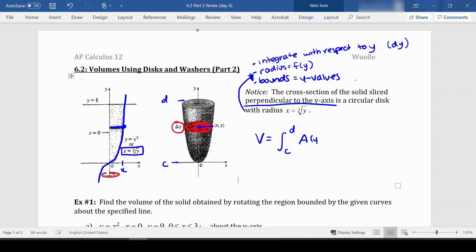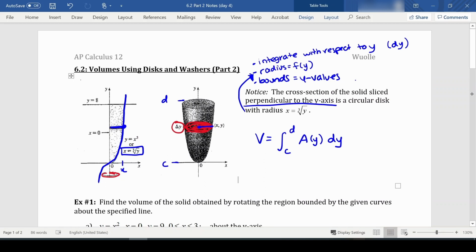Our area is now with respect to y, and we integrate with respect to y. So our area is still things like pi r squared. There's still a circular slab or a washer where you'd have pi big R squared minus pi little r squared. But now our function should be in terms of y, or in other words, x equals.